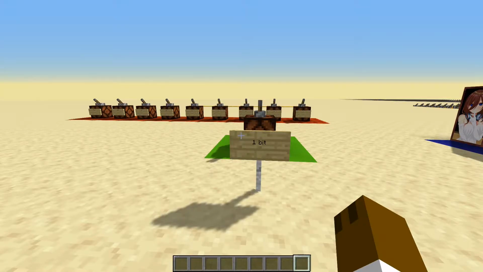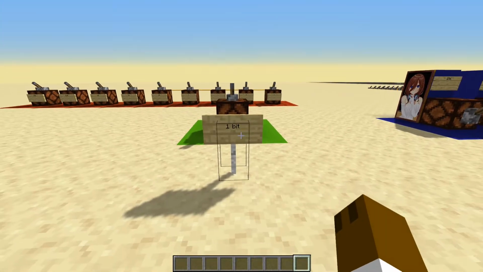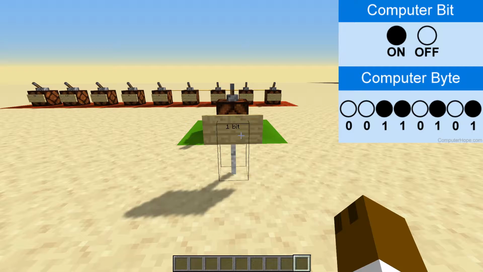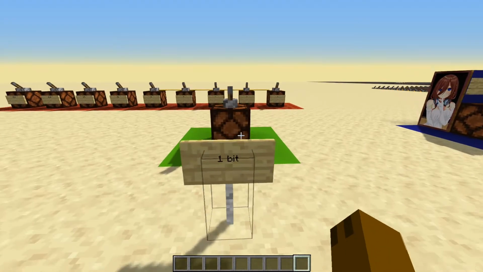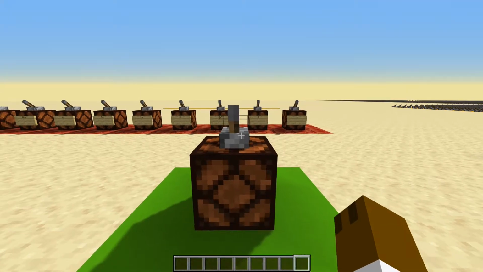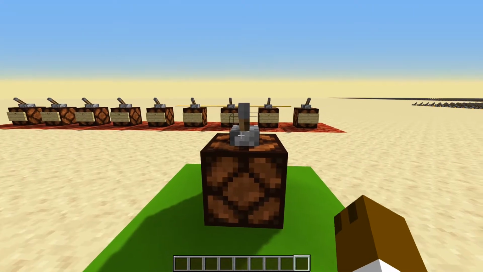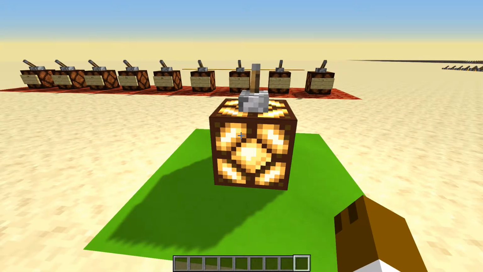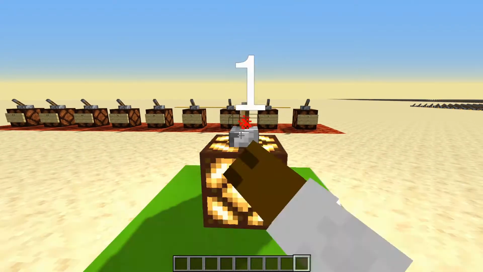So, the basic unit of storage in computers is actually 1 bit, which is just an on and off switch, representing a 1 or a 0, true or false, something like that. So, as you can see here, it's the redstone lamp, and this is currently off, but if we turn it on, it's on. So there's 2 potential values it could be.